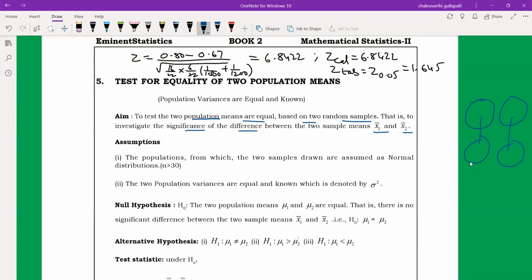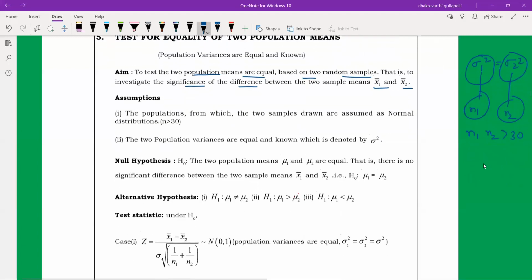From these two populations, the population variances sigma 1 square and sigma 2 square are equal. Now the sample size n1 and the sample size n2, the main assumption is that n1 and n2 are greater than 30. Now we have to test whether there is any significant difference between two sample means or two population means. That is our aim of the test.